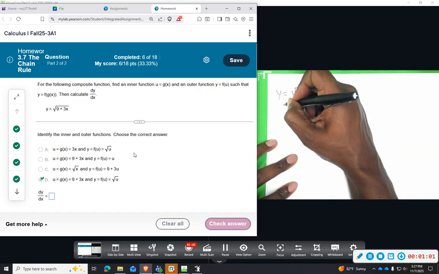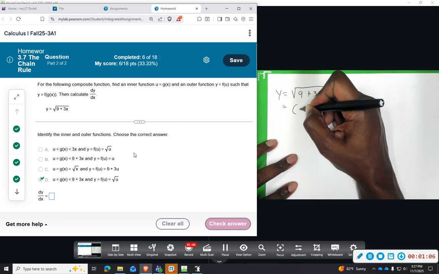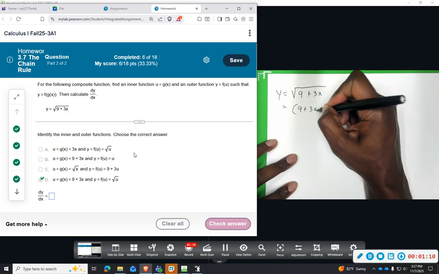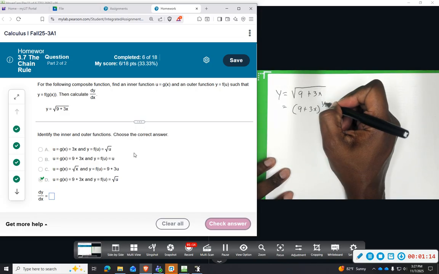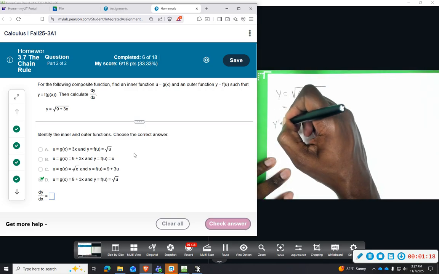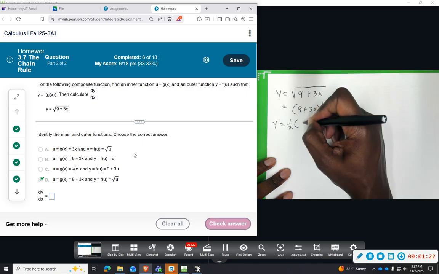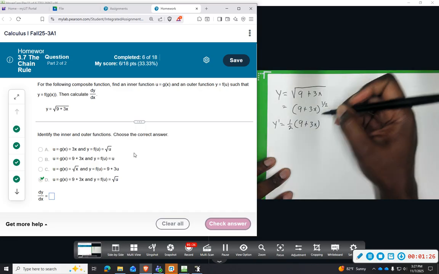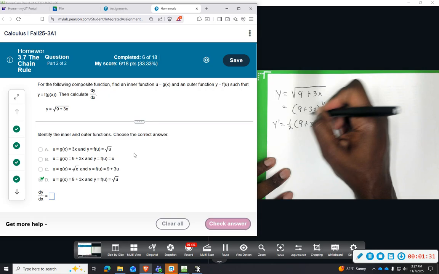Okay, so the first thing I want to do is rewrite this square root as an exponent, so we can use the power rule. So this is raised to the 1/2 power. So using the power rule, we're going to multiply the 1/2 out front. So y prime is 1/2, leave the inside as is, then subtract 1, so that'll be a negative 1/2, and then you do the derivative of the inside.